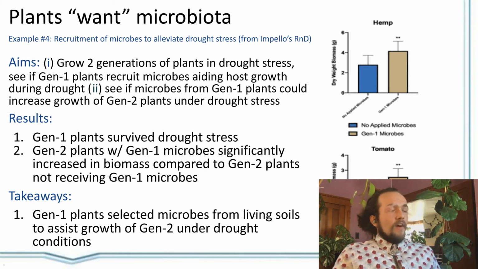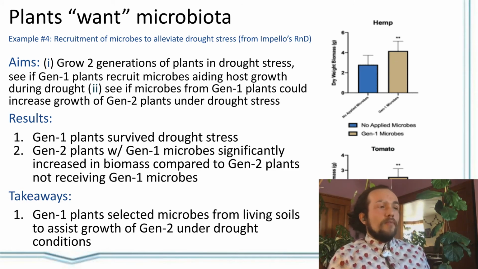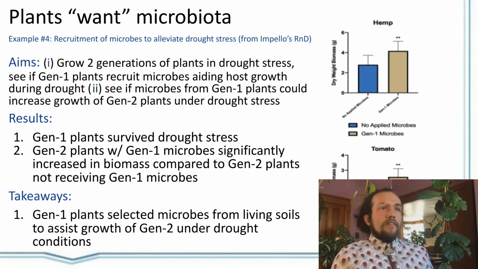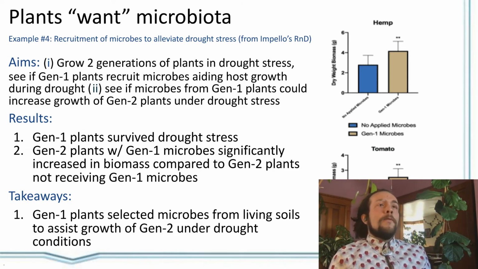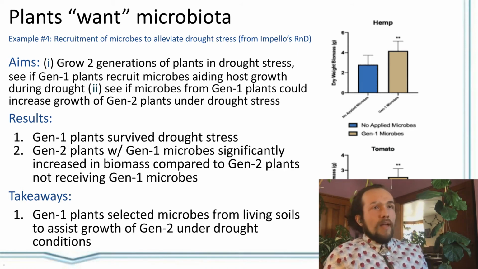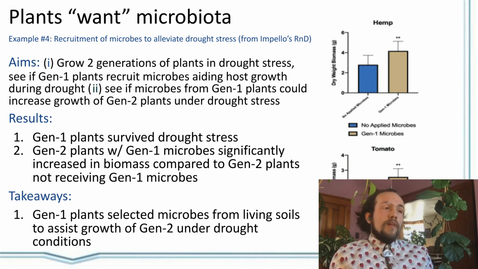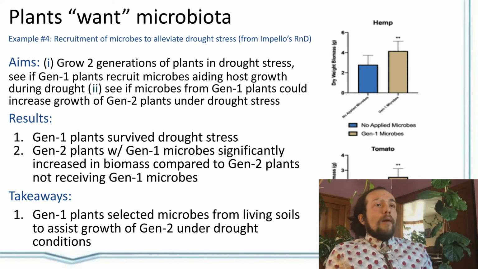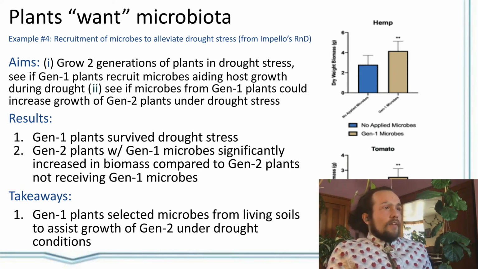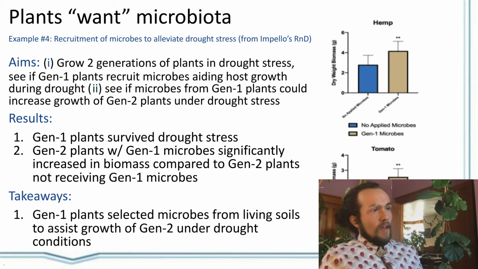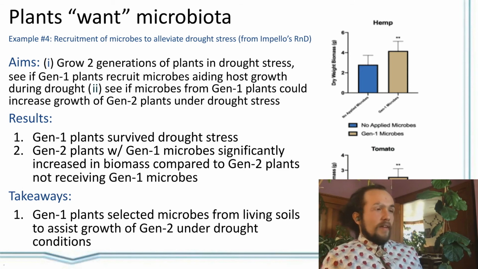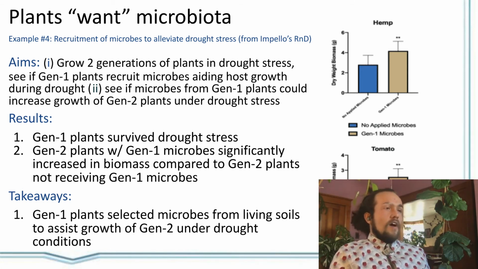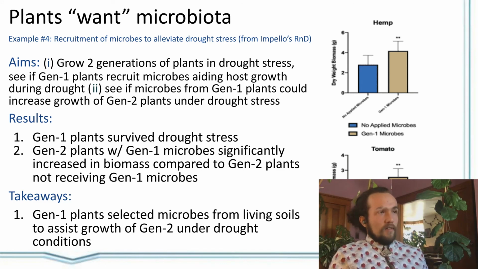Lastly, I talked earlier about how certain microbes can help plants survive and grow better under times of abiotic stress. And so I want to highlight an ongoing study from Impello's research and development. In this study, we wanted to see if plants could recruit microbes in response to stress, and if these microbes were able to assist plants in growth and development under stress. We grew 2 generations of hemp and tomato plants under drought stress in the first generation in living soil systems. We then collected the resulting soils in the roots of generation 1 and applied those to a second generation of the same plant species.